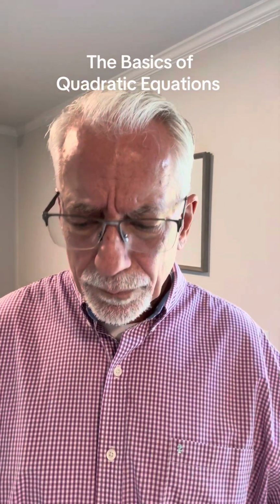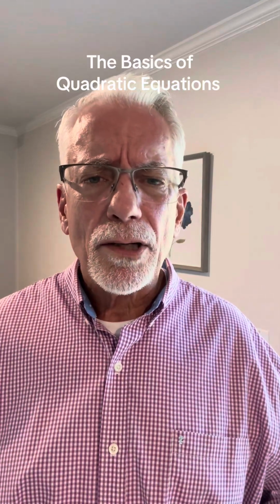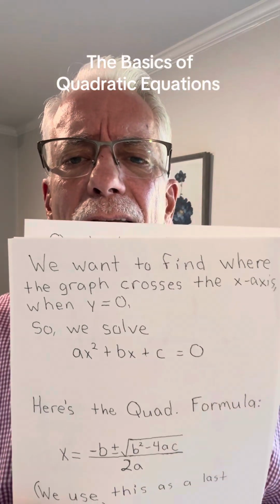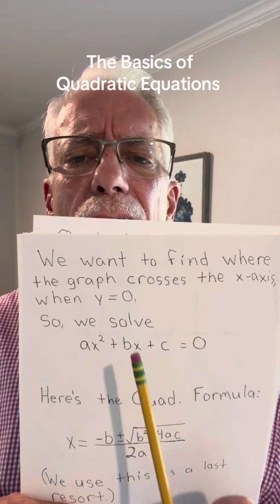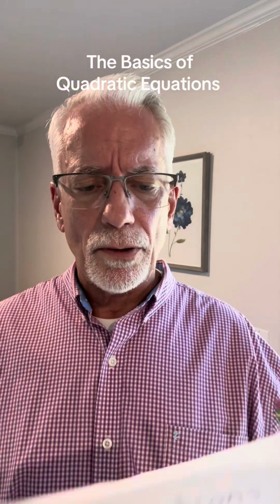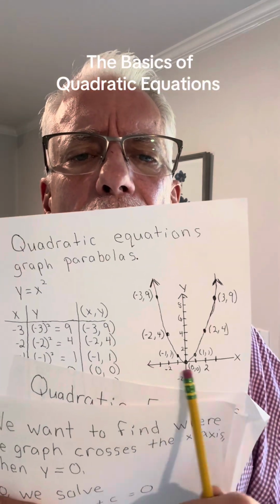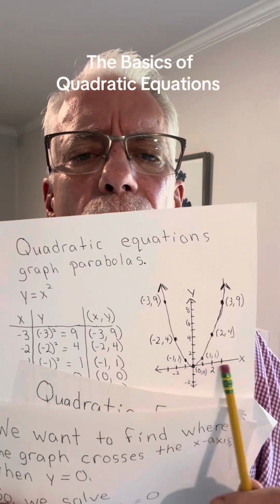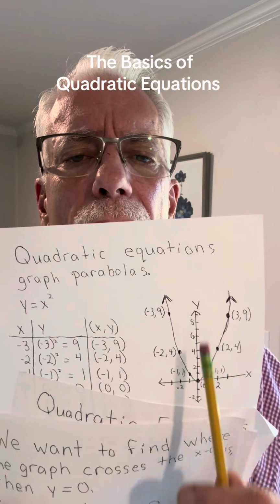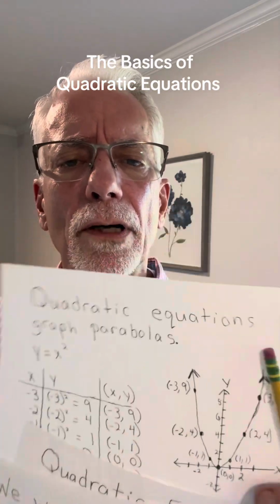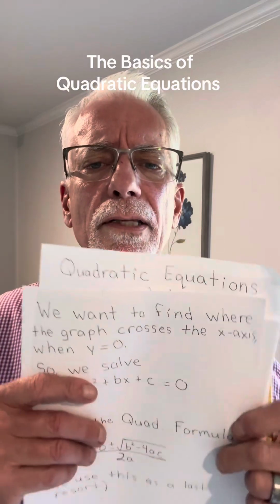Okay, now, most of the time in quadratics, we want to know where that graph crosses the x-axis. And where it crosses the x-axis is when y equals 0. So right here, this is my x-axis, and this is where y equals 0. This is the y-axis, where x equals 0. So we want to know where the quadratic equation crosses the x-axis.